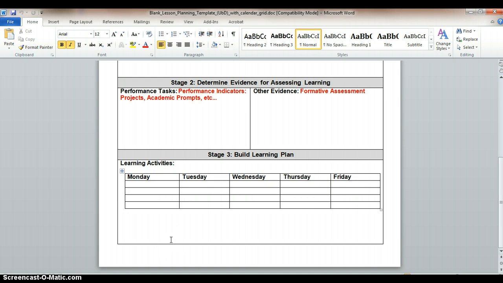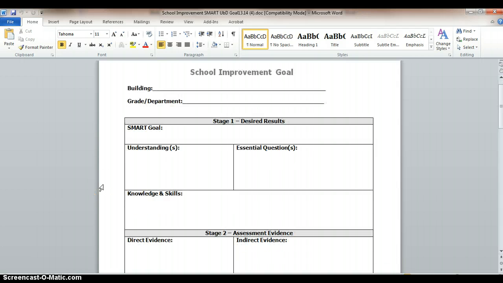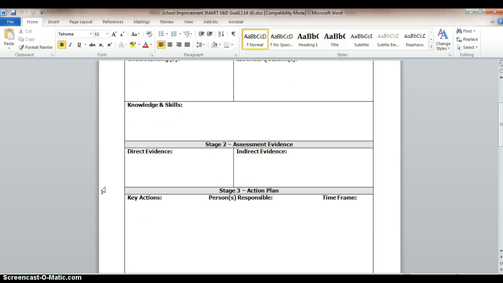So again, this is just something to give you a little bit of assistance in developing your own using this model. This is just one example to use. I'll show you the blank one that we have. This is where we took ours from. So this is simply the blank copy of the one that we used.